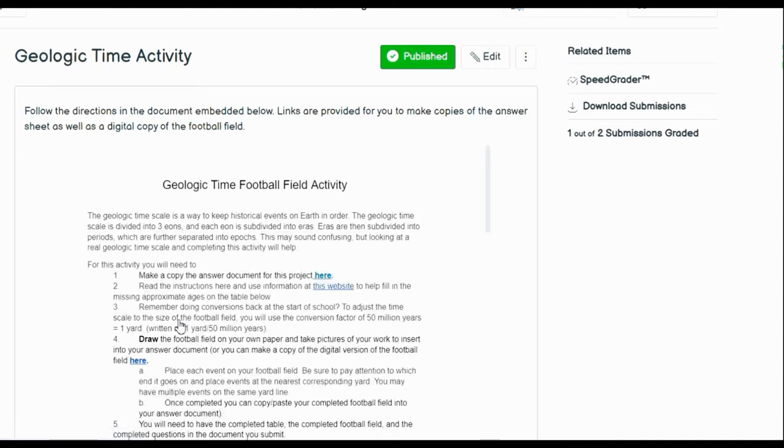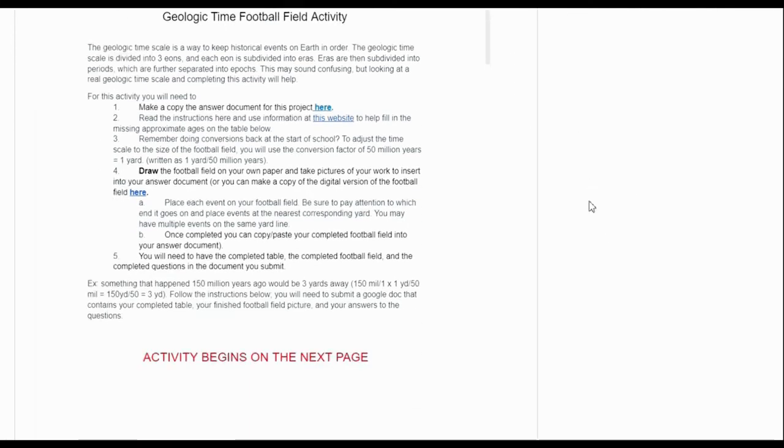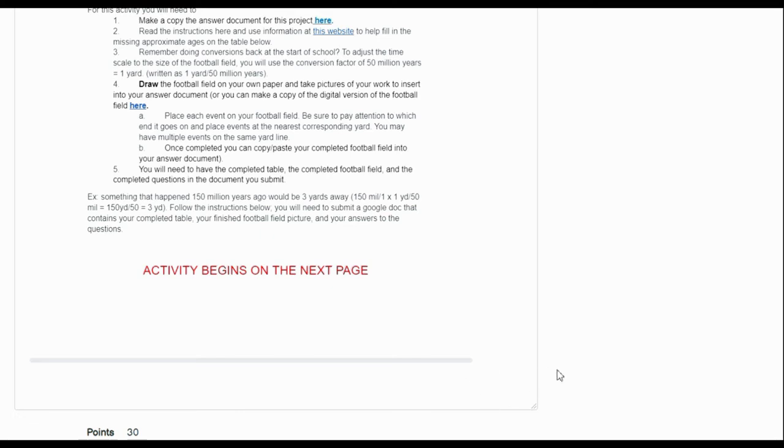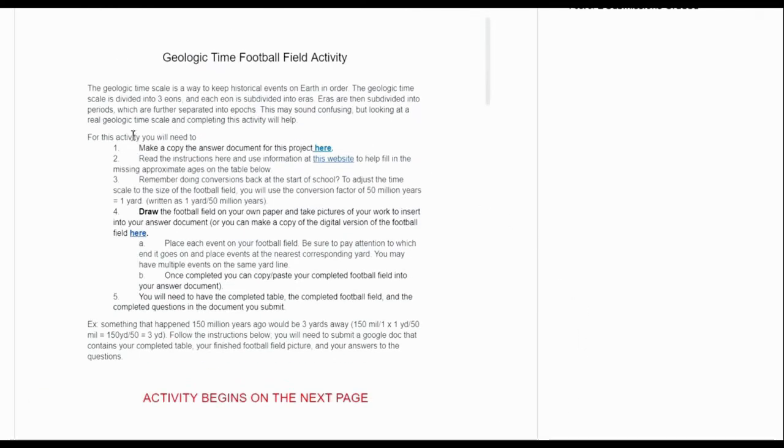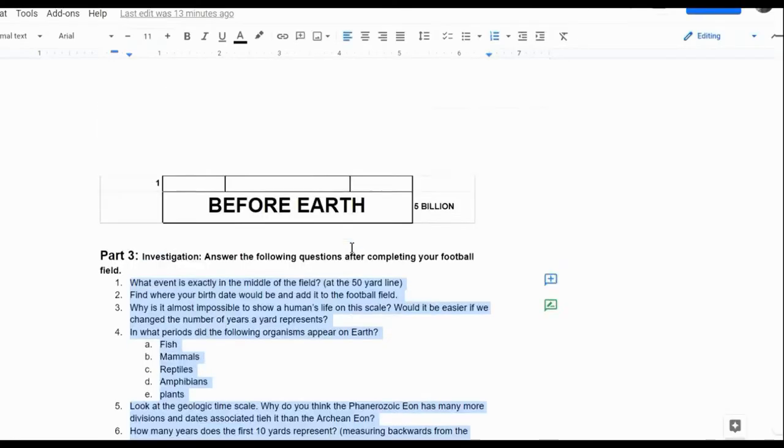So here, when you click on this, is your assignment for today. There's 3 parts to this. You have a table that you're going to fill out. You have a football field you're going to complete and some questions to answer. Up here at the top, there's a copy of an answer document for this project. Everything you need to turn in can be placed on this page. If you click this link here, it will take you into this page.